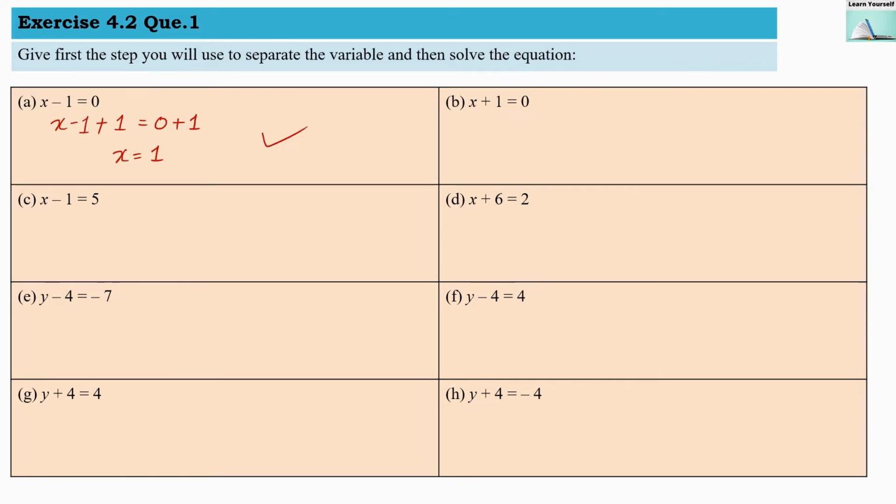B, x plus 1 equals 0. Let us first solve all the numericals and understand them. Then I'll show you how to write it in a notebook. So x plus 1 equals 0. Here our RHS is x plus 1. Here as you can see, plus 1 is here. So if we want to remove this plus 1, we have to subtract 1 from this RHS.